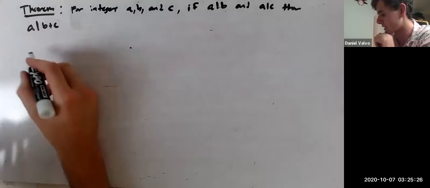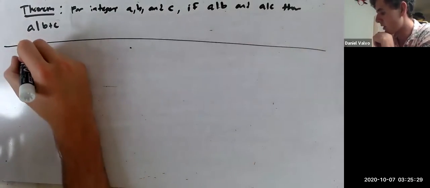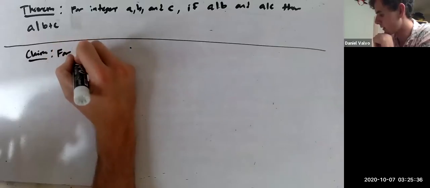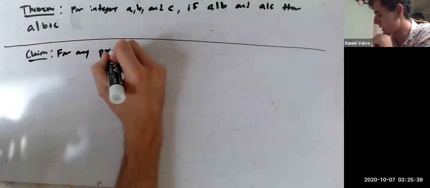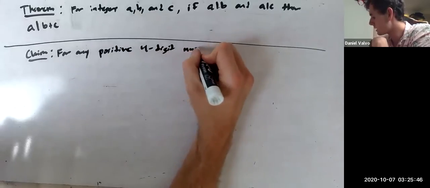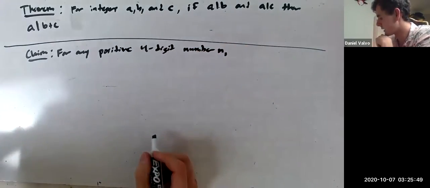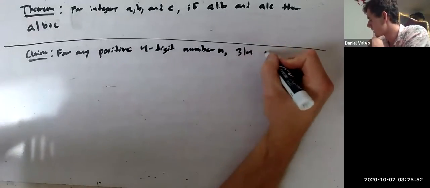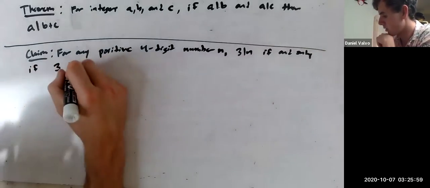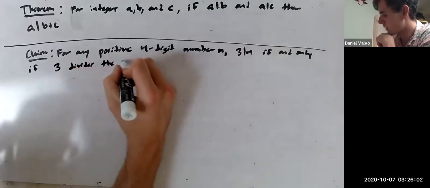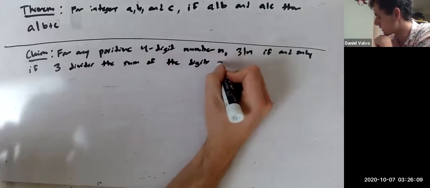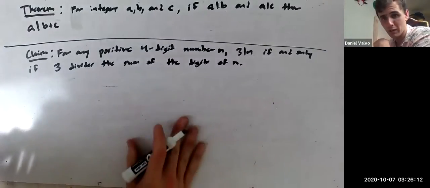So now let's finally finish that proof from last class. So let's recall, our claim was that for any, and Alex is totally right, I should say positive, for any positive 4-digit number n, 3 divides n if and only if 3 divides the sum of the digits of n. That's what we're trying to do.